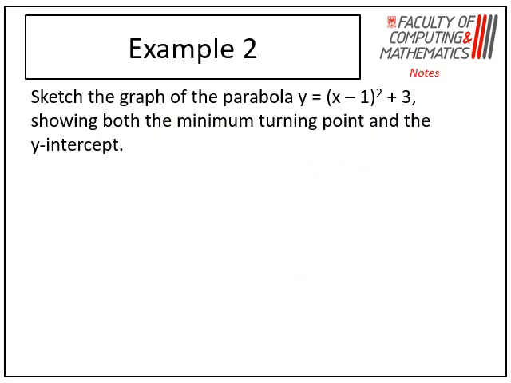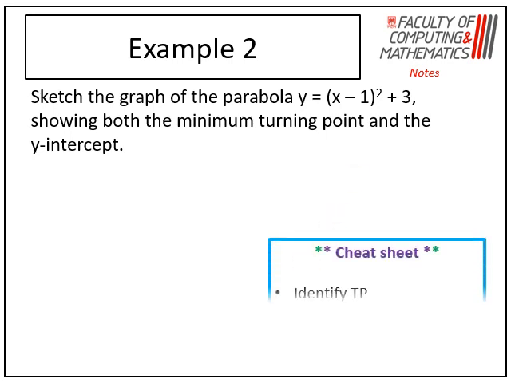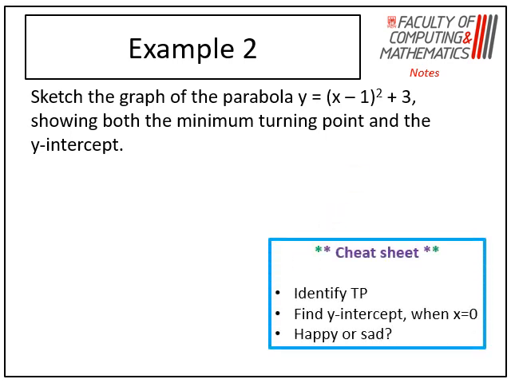Okay, on this second example, I'm just going to shorthand it a little bit. That first example talks you through background, and the reason why the numbers come out to be the way they do. So for this one, we want to sketch the graph of the parabola y is equal to (x minus 1) all squared plus 3. You want to show both the minimum turning point and the y-intercept as well.